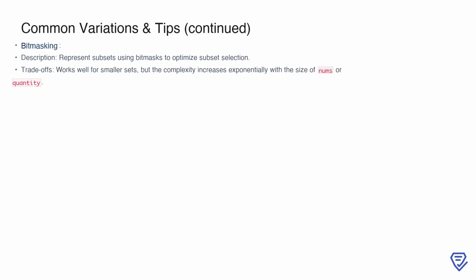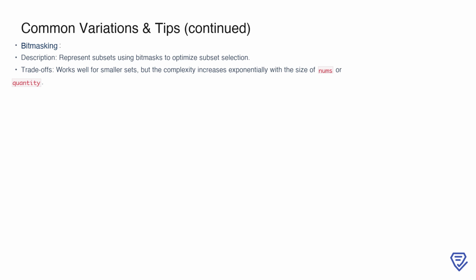Finally, you might explore bit masking as an alternative technique. By representing subsets of integers with bit masks, you can optimize the process of subset selection. This approach is particularly effective for smaller input sizes, as it allows you to compactly represent combinations and iterate through them efficiently. However, just like other methods, bit masking has its limitations. Its complexity increases exponentially as the size of nums or quantity grows, making it less suitable for larger problems.